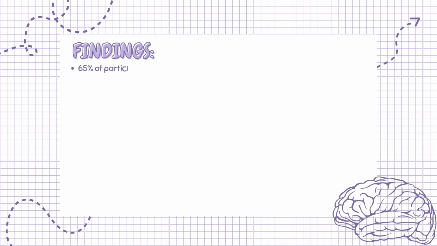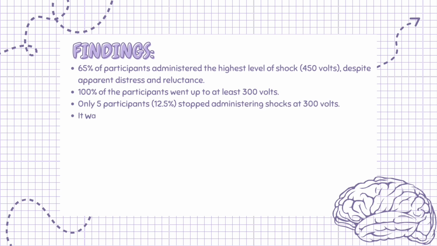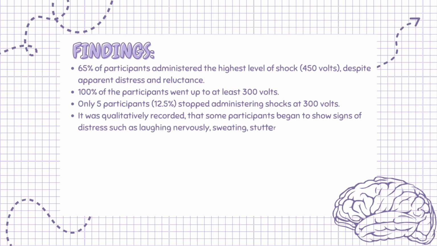He found that 65% of participants administered the highest level of shock, 450 volts, despite apparent distress and reluctance. 100% of the participants went up to at least 300 volts. Only 5 participants, 12.5%, stopped administering shocks at 300 volts.